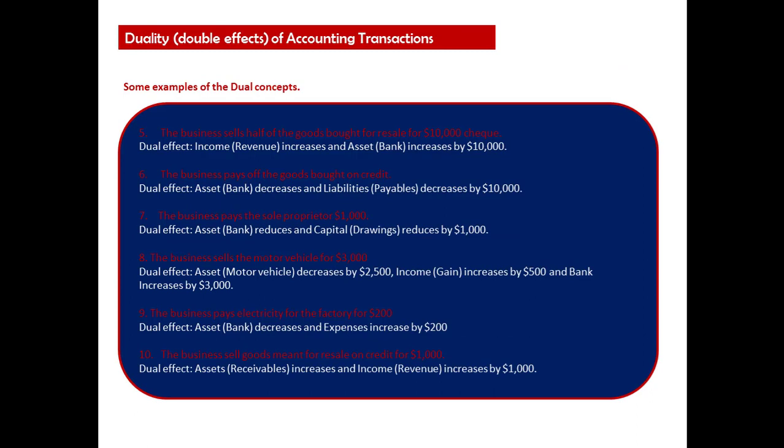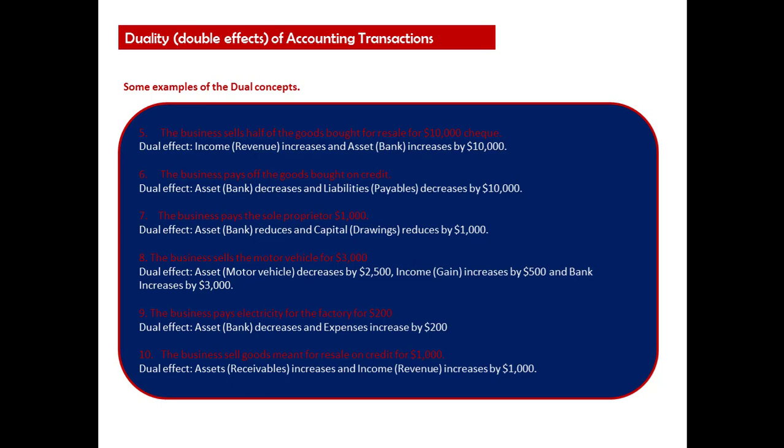The fifth example is that the business sells half of the goods bought for resale for $10,000 cash. Now, there were goods in the third example. Realize that they bought some goods for $10,000. They are selling half of them. So income, which is revenue, because they are goods meant for resale, will increase. And assets, which is bank, will also increase by $10,000. Income will move into the balance sheet to be added to equity, consequently. So it means that capital will go up by $10,000. Assets will also go up by $10,000.